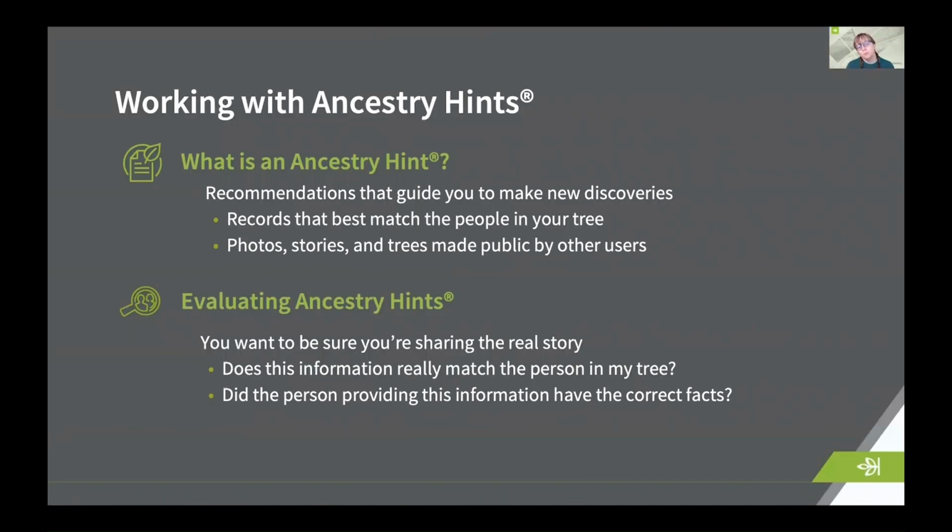I first want to talk with you about what exactly is an Ancestry Hint. Our Ancestry Hints are recommendations that guide you to make new discoveries about the people in your tree. Ancestry Hints come to us from two main sources. They may be historical records that our Ancestry Hints algorithms believe best match the people in your tree, or even records that other members researching the same people have found to be a match.